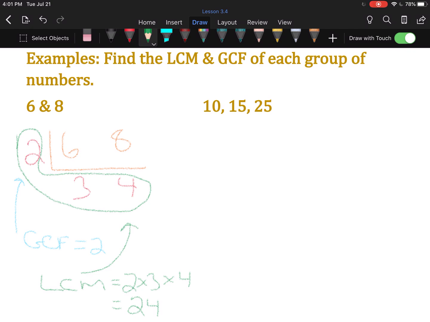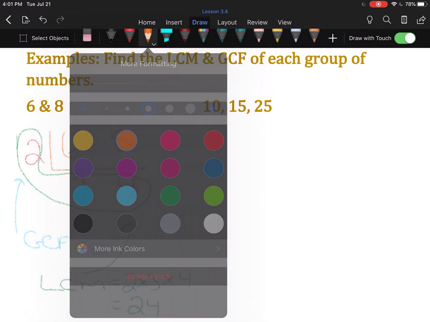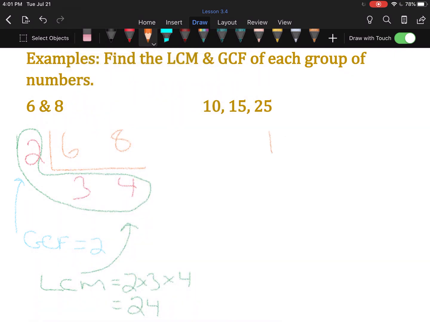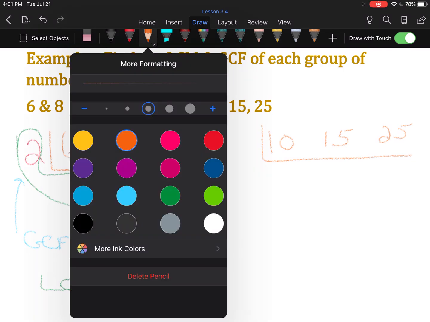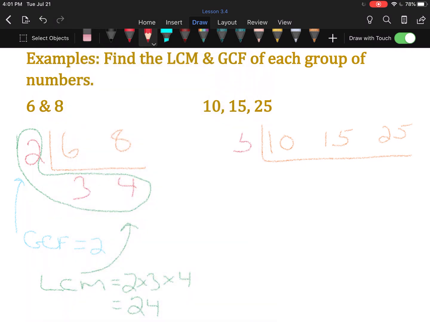Okay, let me do it again. 10, 15, and 25, a group of 3 numbers now. No big deal. Do you know anything that comes out of all 3 of those? Yes, you do. What is it? 5. 5 comes out of 10 twice. 5 comes out of 15 3 times. And 5 comes out of 25. Whoops. Grab my eraser there. 5 times.